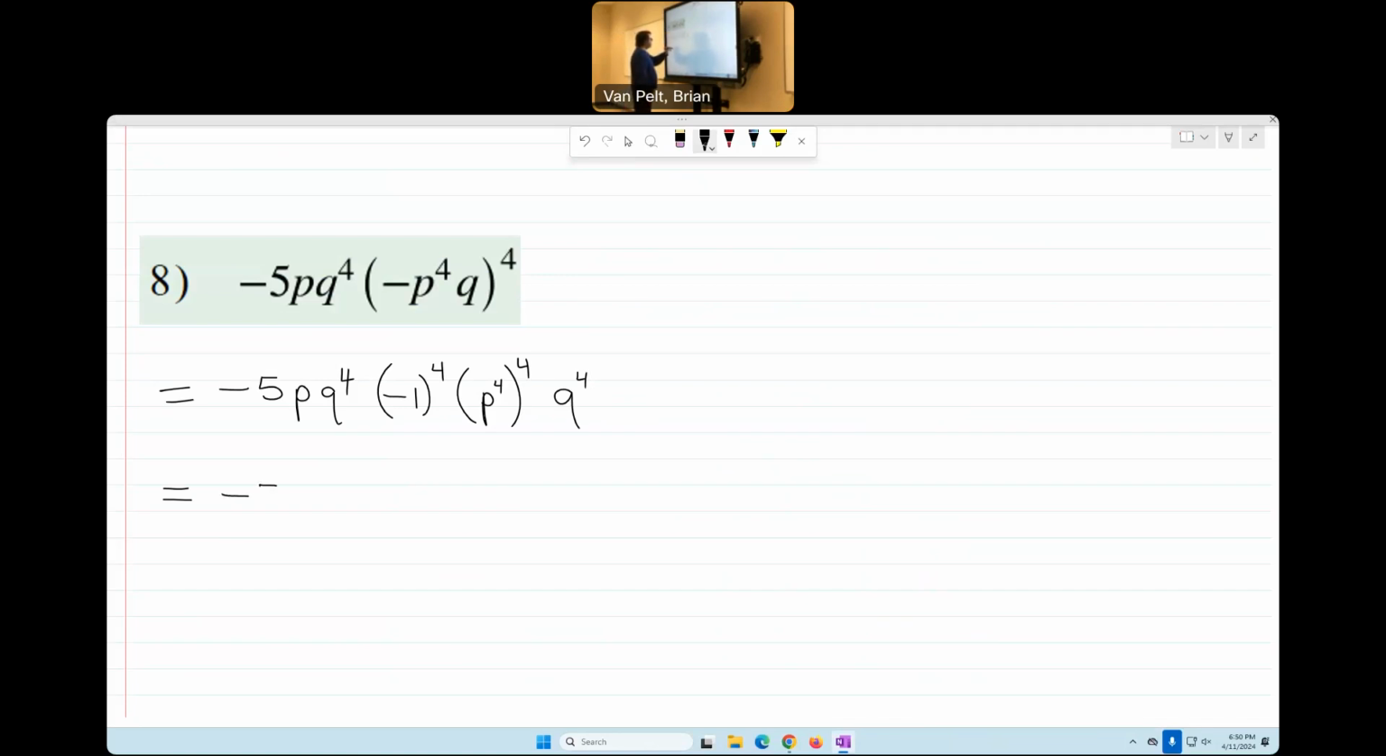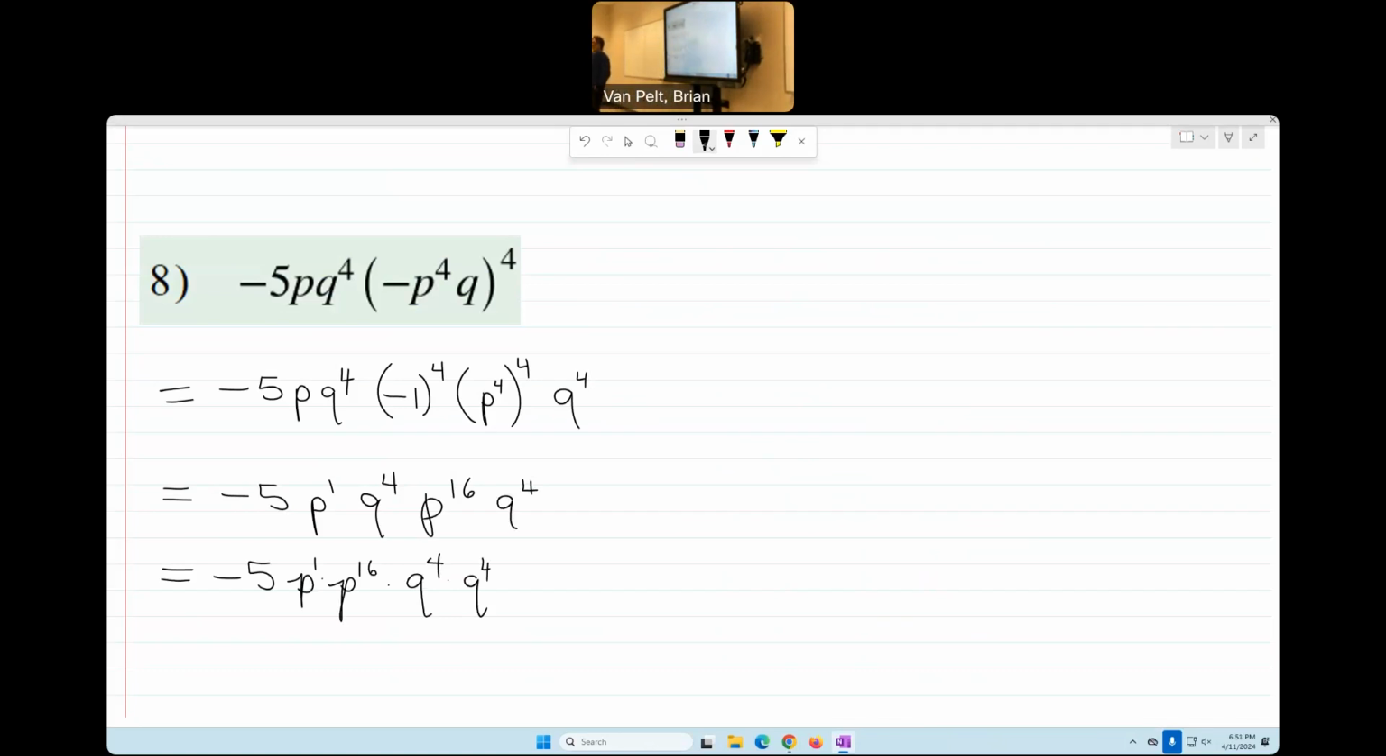So I have my -5, I have P, I'm gonna put P to the one to represent that P. Q to the fourth, what am I gonna get for this piece? P to the 16. P to the 16. And then finally I have Q to the fourth. And like I do in all the other problems, we move things around, so that I'm gonna put the P's by each other and the Q's by each other. So this will be -5, P to the first power times P to the 16th power. Q to the fourth, Q to the fourth.